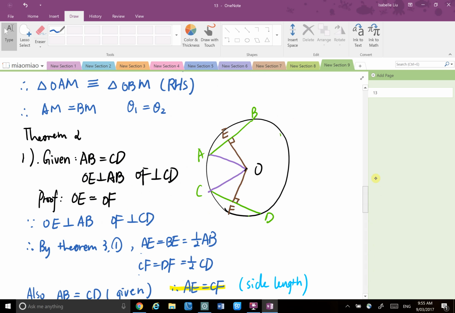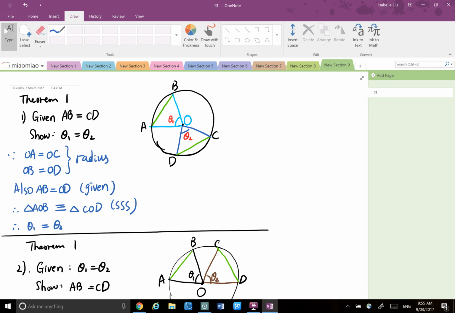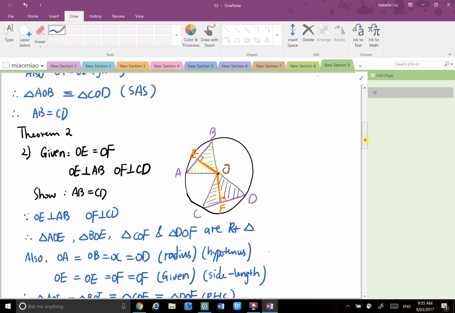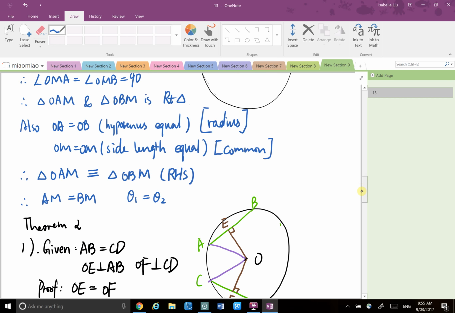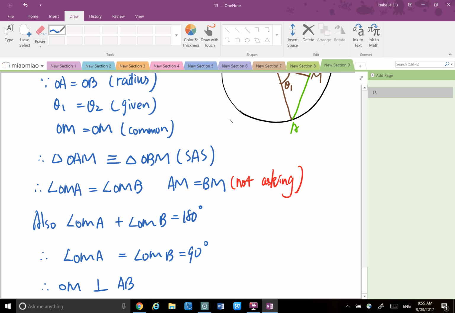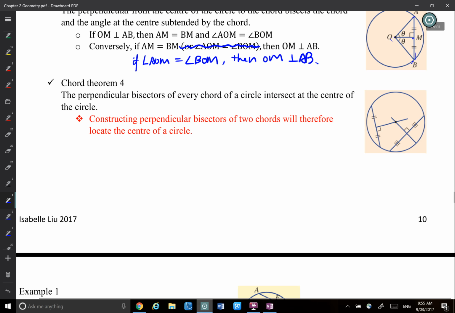So what we have here is all the proofs for all the theorems. I will make that into a PDF file and upload it on Google Classroom. You can have a look. And let's go back to here. We have chord theorem number 4.